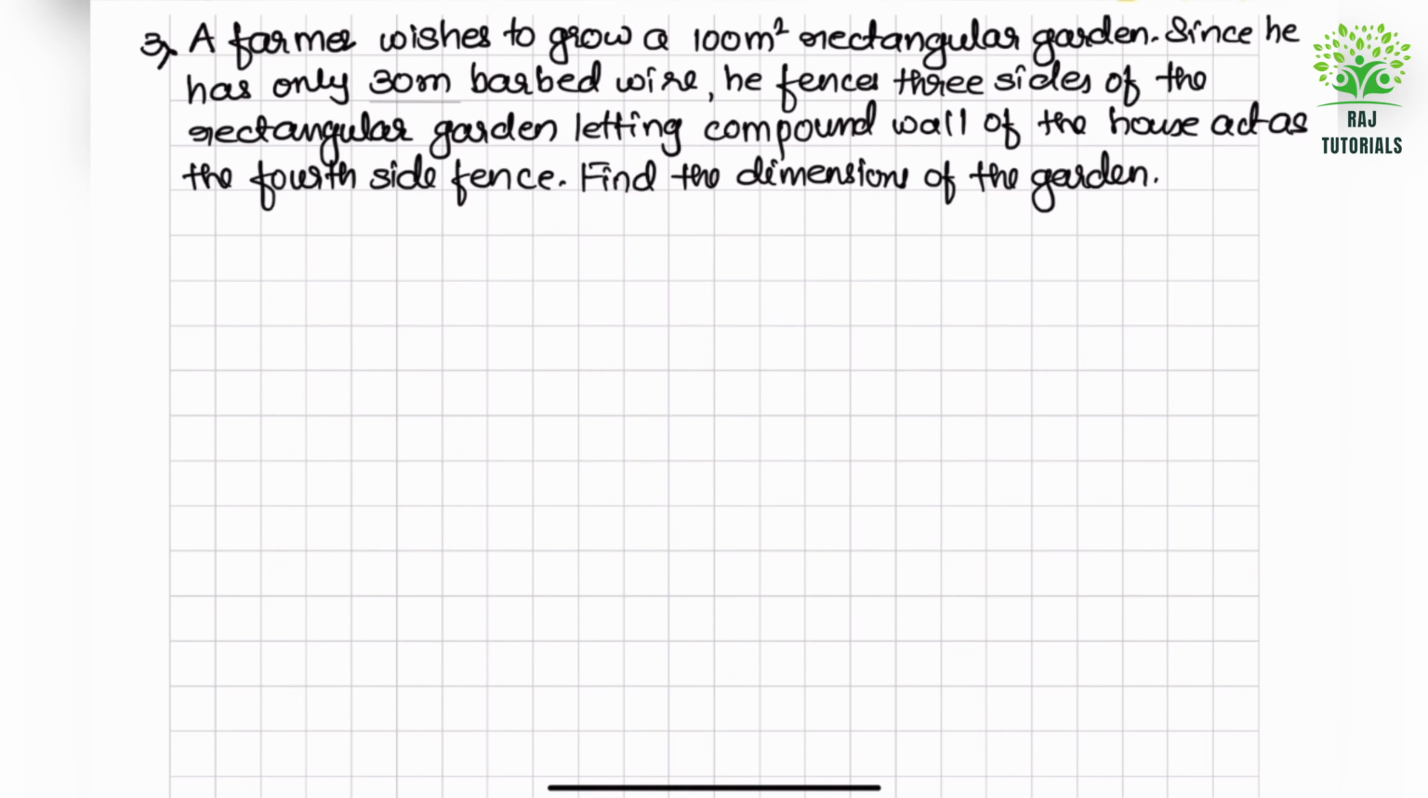Next, it says a farmer wishes to grow a 100 meter square rectangular garden. Since he has only 30 meter barbed wire, he fences three sides of the rectangular garden, letting the compound wall of the house act as the fourth side fence. Find the dimensions of the garden.